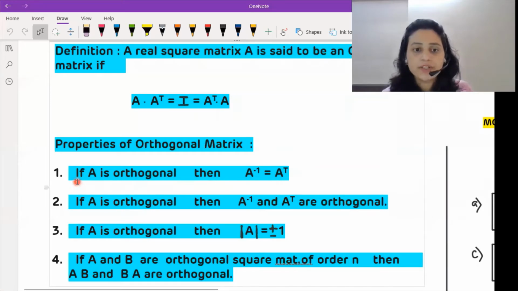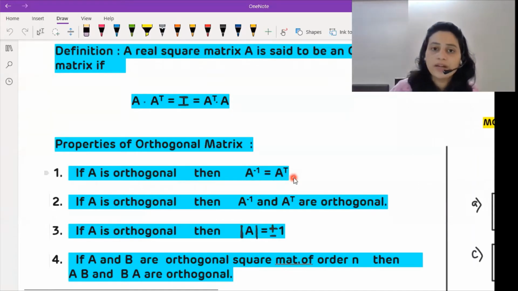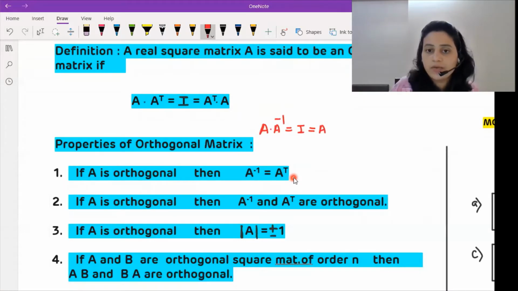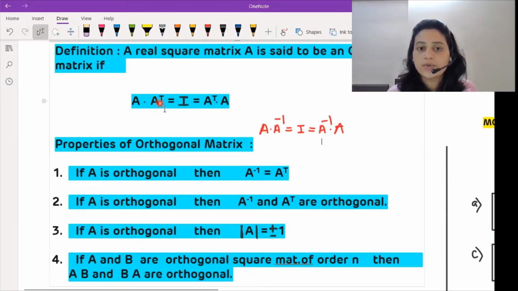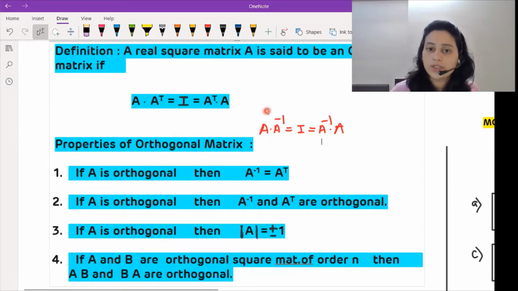So let's start with the first property. If A is orthogonal, then A inverse is equal to A raised to T. Now, in 11th standard, you must have come across the property of inverse. What is that property? A into A inverse is equal to I is equal to A inverse into A. Right? So if you compare this orthogonal property and the inverse property, you can see here A raised to T is equal to A inverse. But if you want to prove this, then we can prove it.